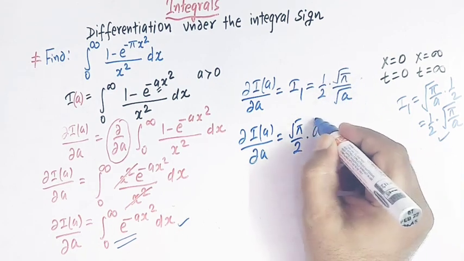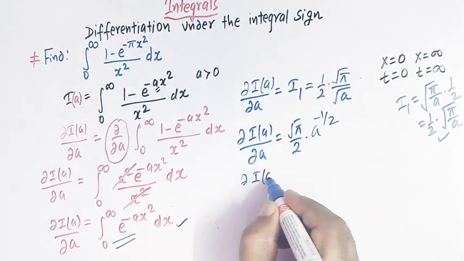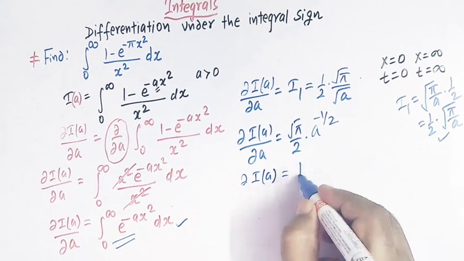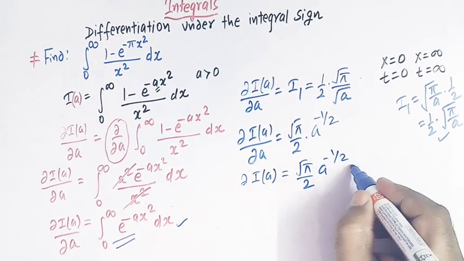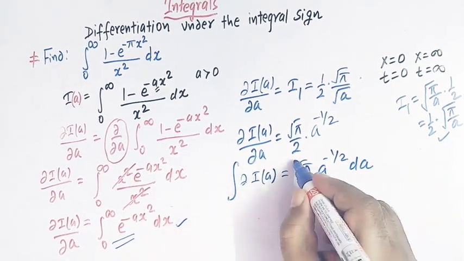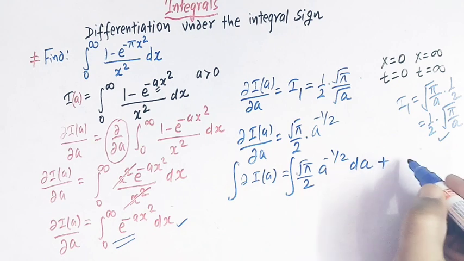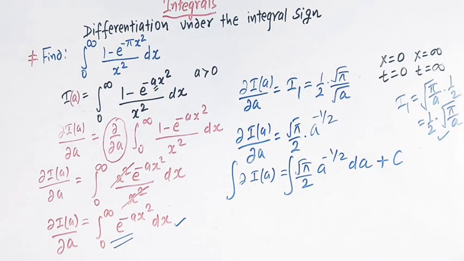So we have a raised to minus half, right? So now we can write dI/da is equal to root pi over 2 a raised to minus half, and here we have da, right? And now we can integrate both sides, and here c is the constant of integration.